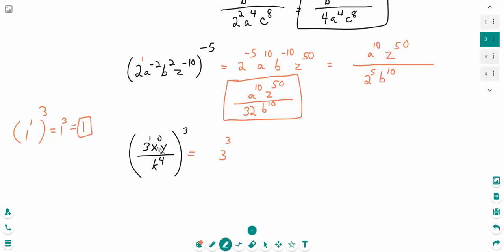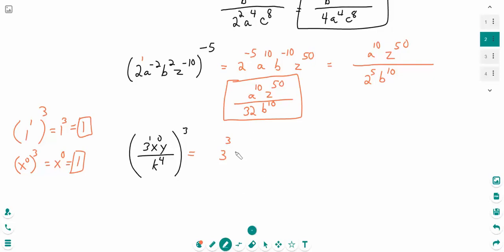Another way to think of that is if we leave it as X to the 0 and we're raising that to the 3rd, well, then we can multiply like we've been doing all along. What's 0 times 3? Well, that's 0. So we end up with x to the 0, which is going to give us a 1. So either way, we just end up with a 1. So this x to the 0, we just need to consider that a 1.